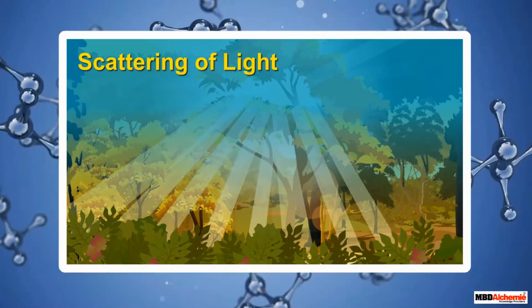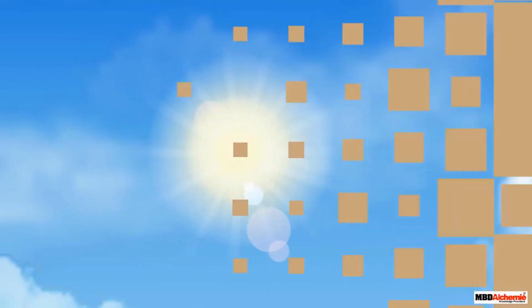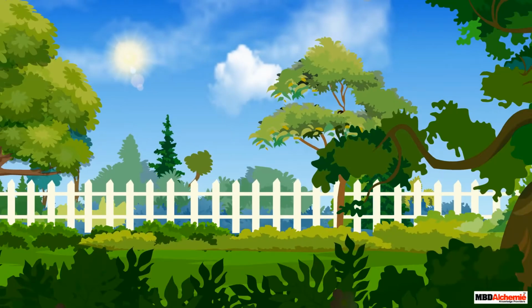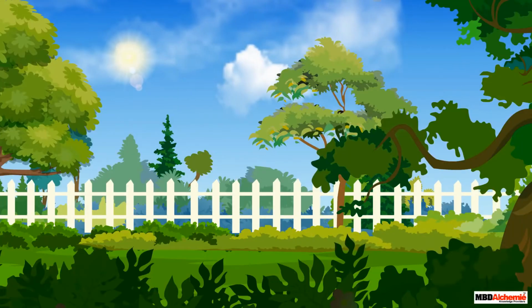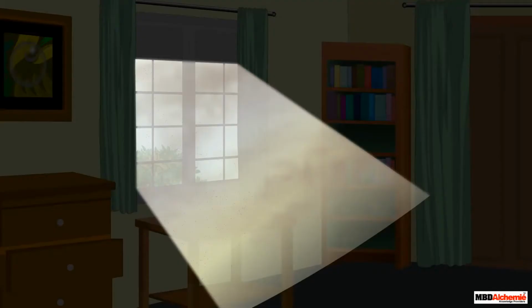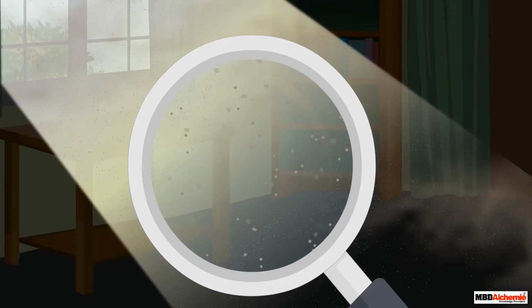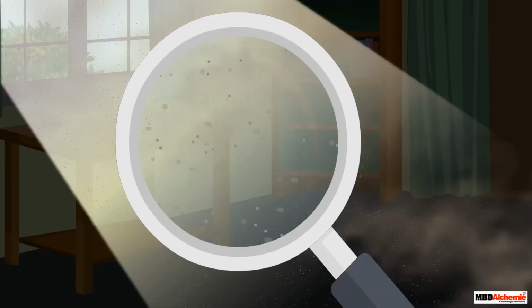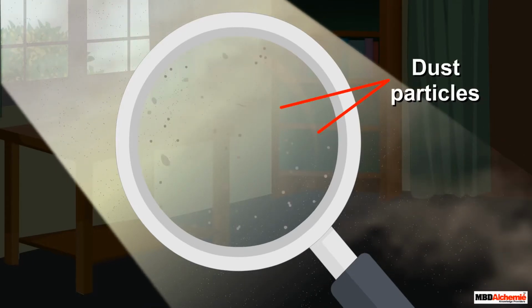Scattering of light. In this module, you will learn about the scattering of light and its effects. Sunlight is all around us, but we cannot see its rays everywhere. We can see the sun rays clearly when sunlight enters a dusty room. Do you know why this happens in a dusty room? This happens due to the scattering of light by the dust particles present in the dusty room.